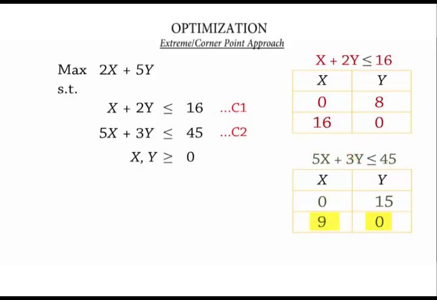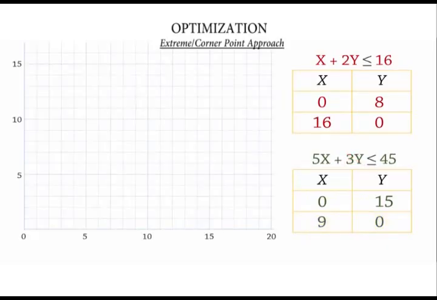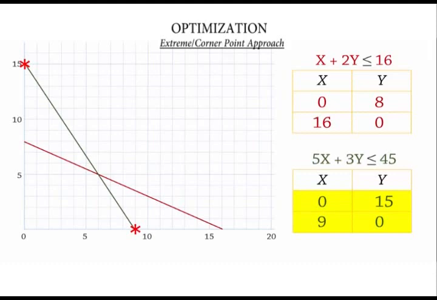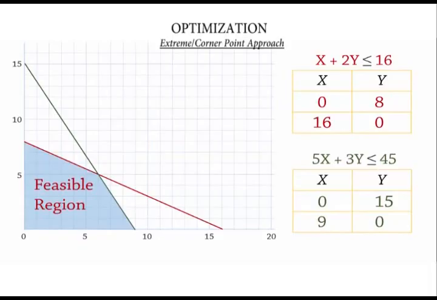Now, when drawing the graphs, you realize we stay in the first quadrant, where x and y are both positive because of the non-negativity constraints. For the first constraint, we have the points 0, 8 and 16, 0. That's the line. For the second constraint, we have the points 0, 15 and 9, 0, and that's the line. If you do the test points and shade off the unwanted region for each line, this will be the feasible region.